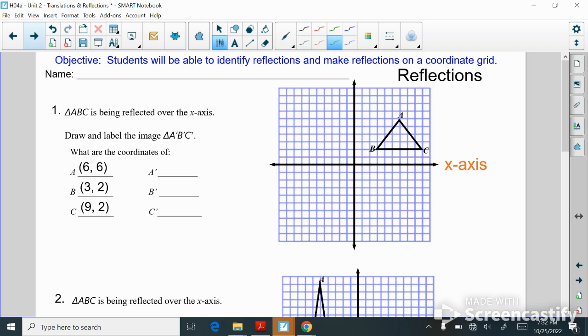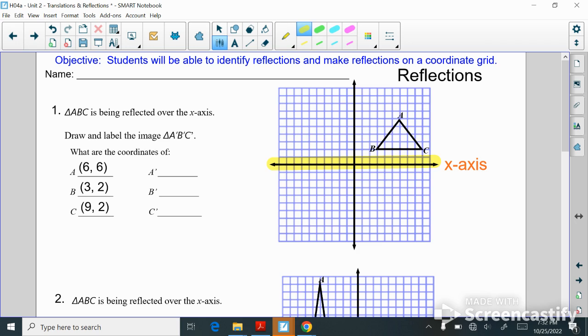So we can reflect over the x-axis and the y-axis. Turn to this page in your notes packets. Make sure that it says x-axis over here so that you are on the right page. We're going to start by reflecting over the x-axis, which is this axis right here.